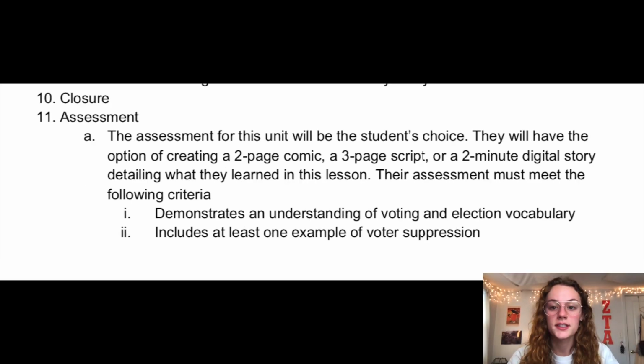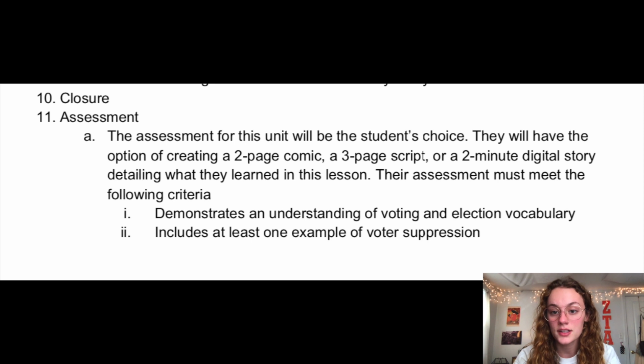The closure of this lesson plan is the revisitation of the simulated election, and the assessment for this specific unit is going to be a 2-page comic, a 3-minute script, or a 2-minute digital story, so long as the student can demonstrate their understanding of the content presented in the lesson.